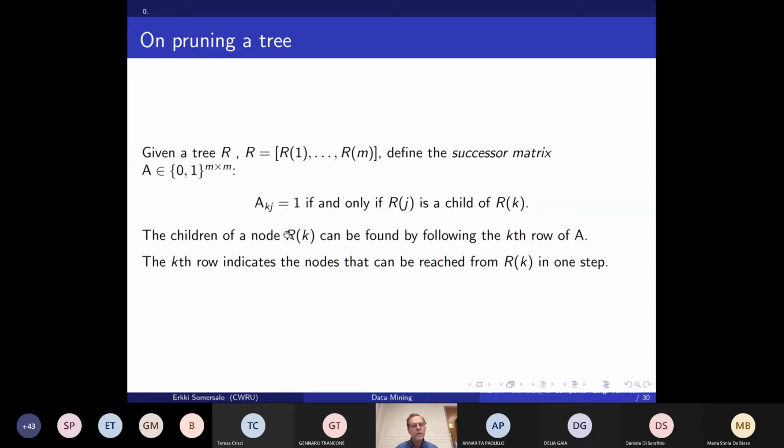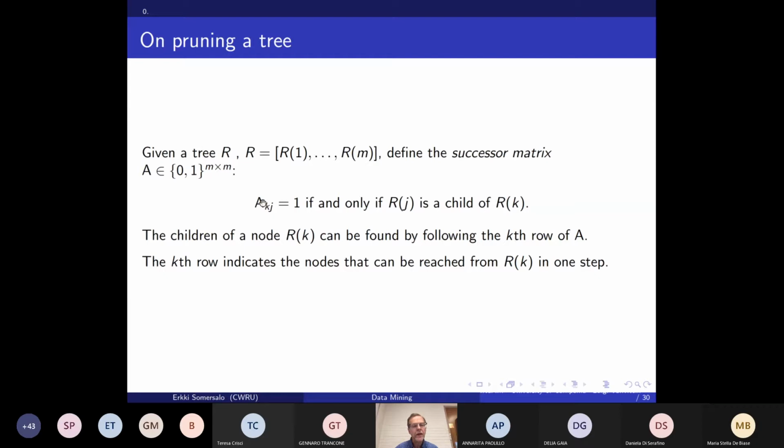So if you want to know who the left and right children of Rk are, you go to the kth row of A and you pick the two columns which have ones in them, and you know that those are the nodes where you can arrive to by asking the yes or no question, or left and right question, in that node Rk.